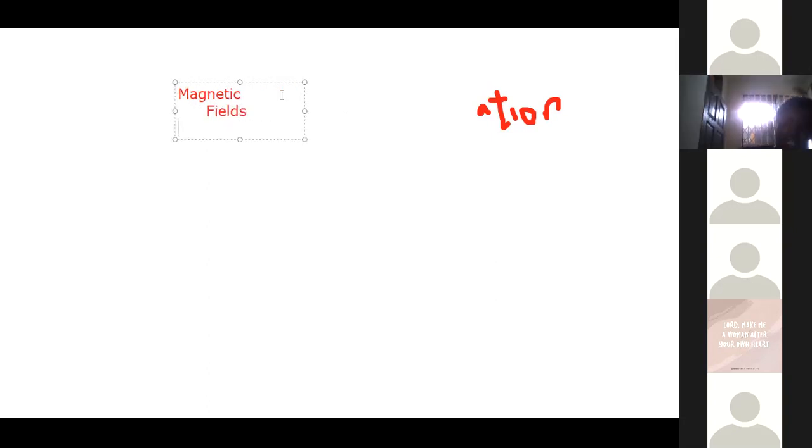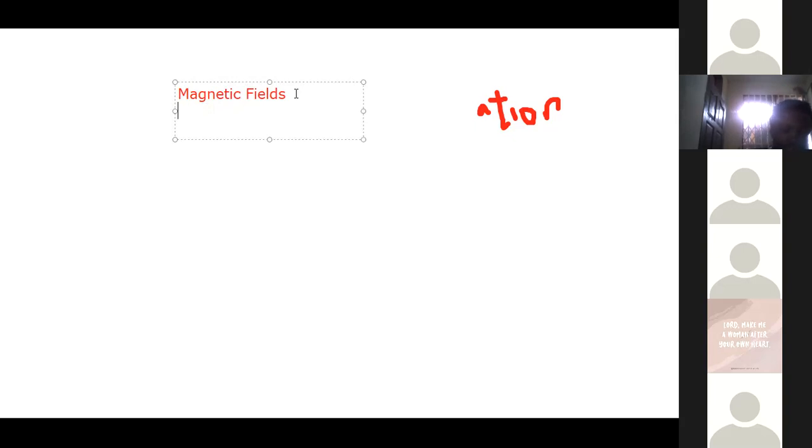Now, from there, we said that these magnetic fields, because we don't see them, are normally represented by lines. And these lines we call magnetic lines of force, or magnetic field lines, or magnetic flux.